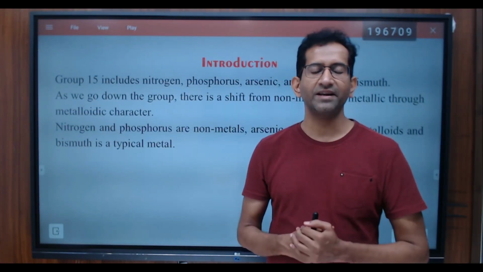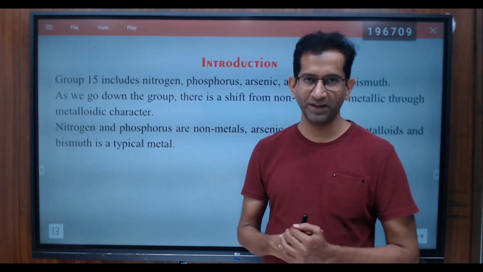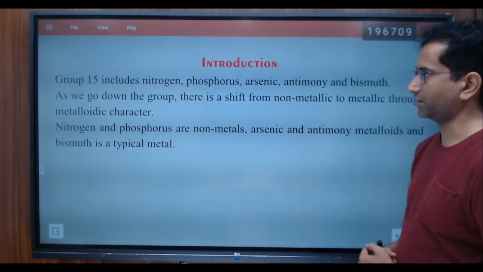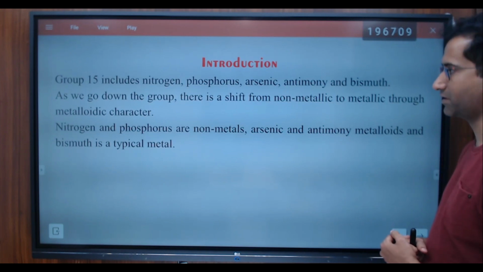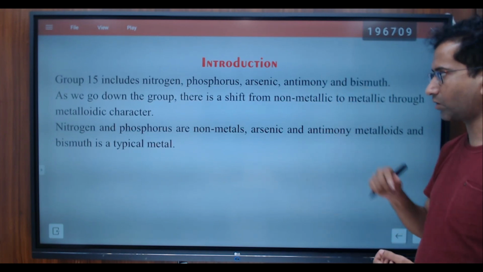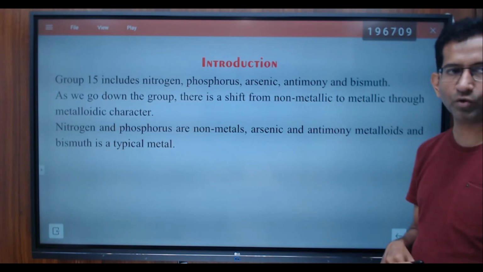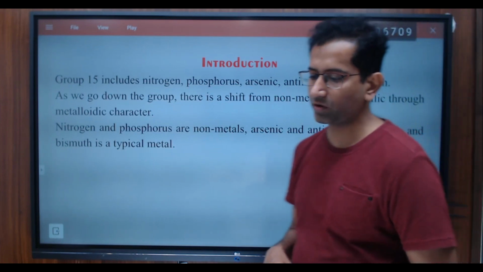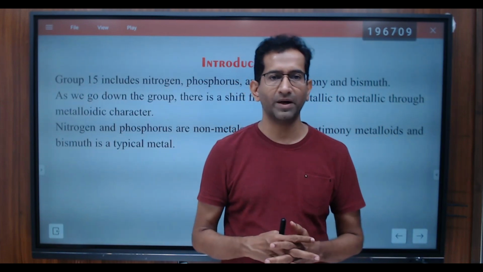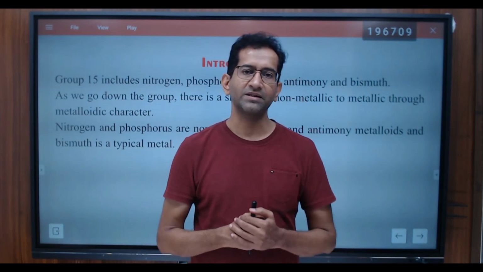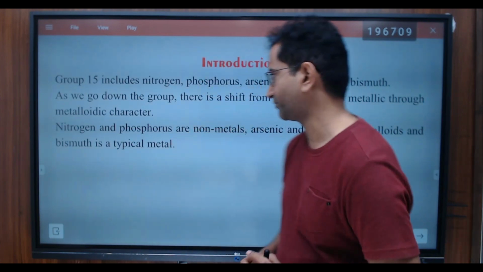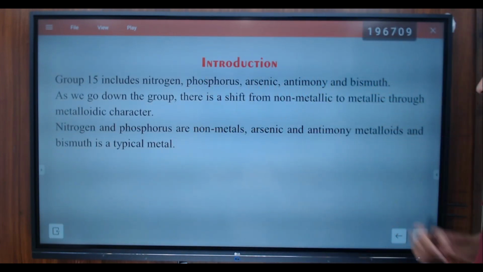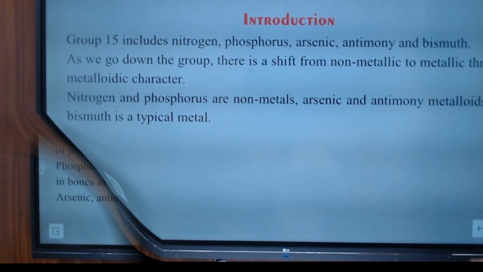Let's start a detailed discussion about the elements of group 15. Introduction. Group 15 includes nitrogen, phosphorus, arsenic, antimony and bismuth. As we go down the group, there is a shift from non-metal to metallic behavior. As we know, nitrogen and phosphorus are non-metals, arsenic, antimony are semi-metals, and the last, bismuth, has a metallic character. Nitrogen, phosphorus non-metals, arsenic, antimony metalloids, and bismuth is a typical metal.